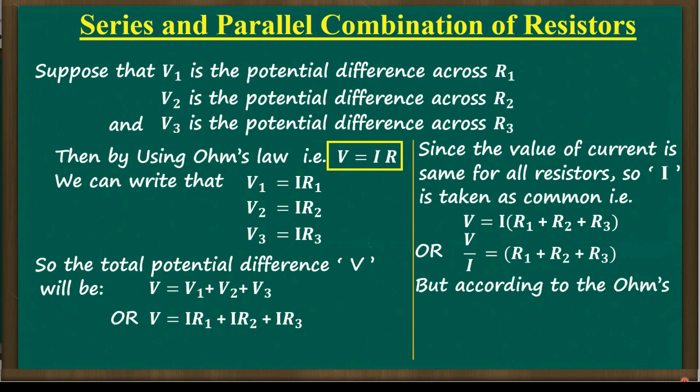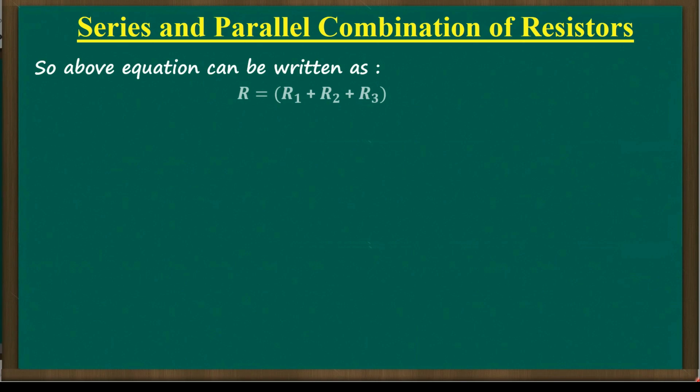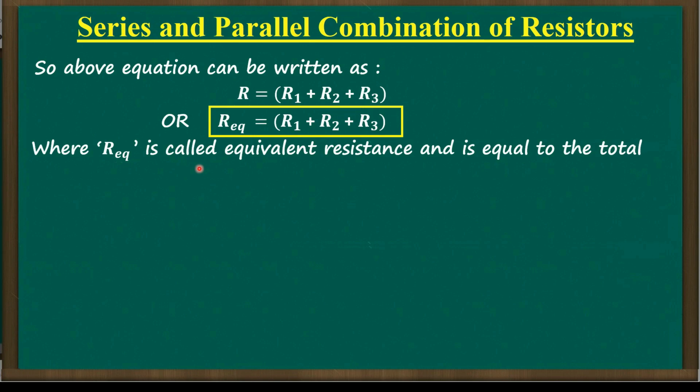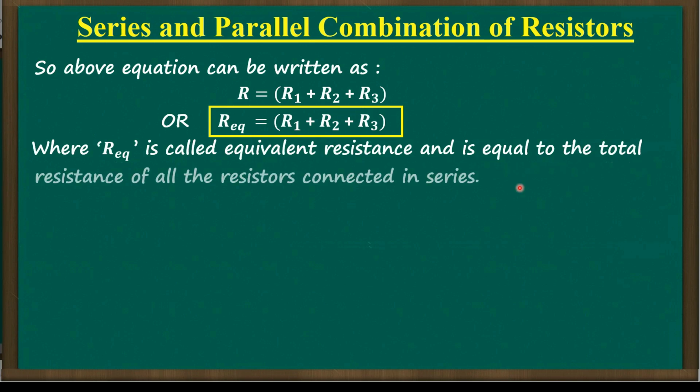But according to Ohm's law, potential difference V over I is equal to resistance R. So the above equation can be written as R is equal to R1 plus R2 plus R3, or equivalent resistance Req is equal to R1 plus R2 plus R3, where Req is called the equivalent resistance and it is equal to the total resistance of all resistors connected in series.